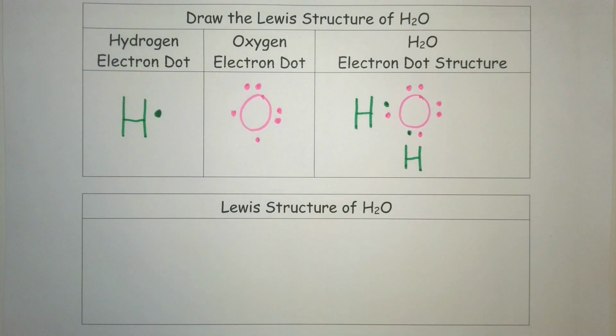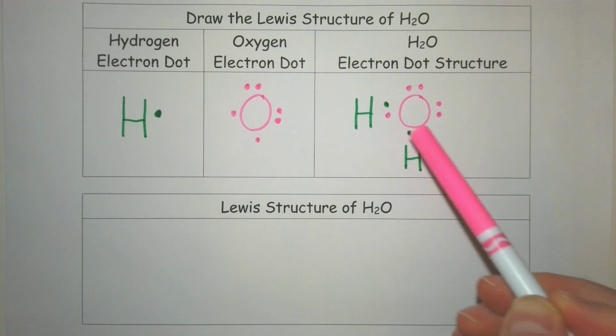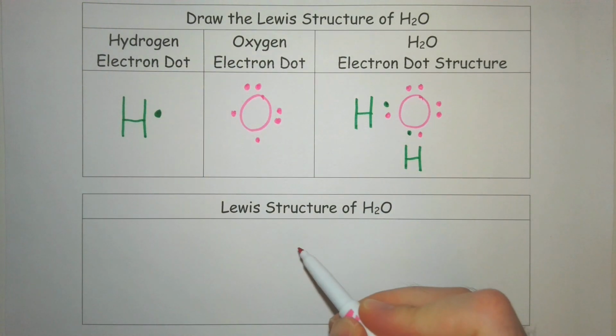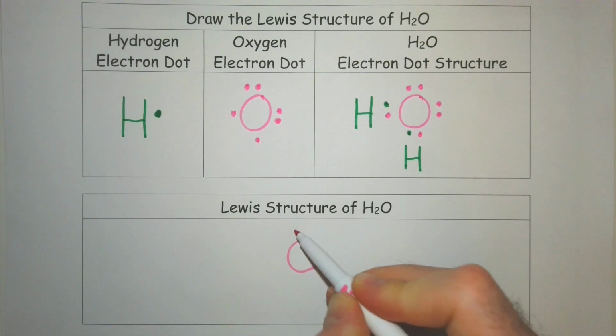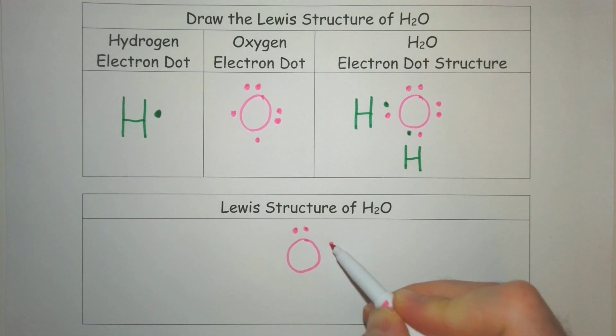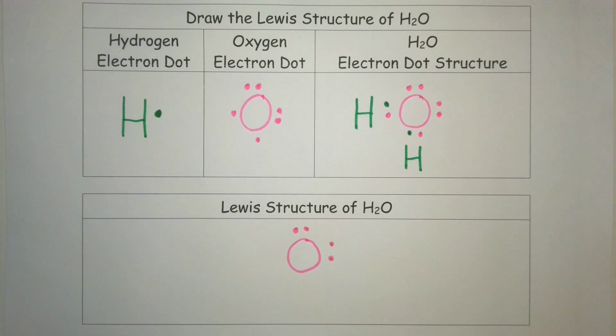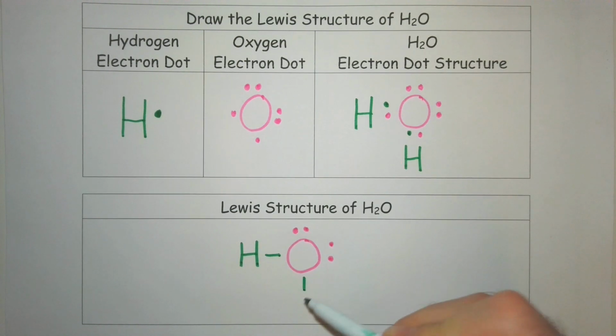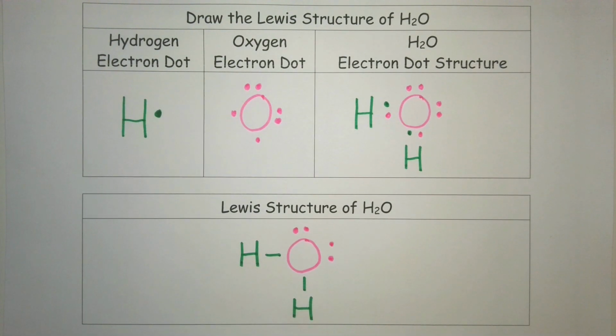So this is the electron dot structure of H₂O, but what we need is the Lewis structure. And so whenever we draw Lewis structures, we are going to replace the electrons that are in a bond with a line, and that's going to represent those 2 electrons in a bond. When we do Lewis structures, we also need to display the electrons that are not participating in a bond. And so I have those drawn there, and then we're going to have our hydrogens connected just like that. And that is how we draw the Lewis structure of H₂O.